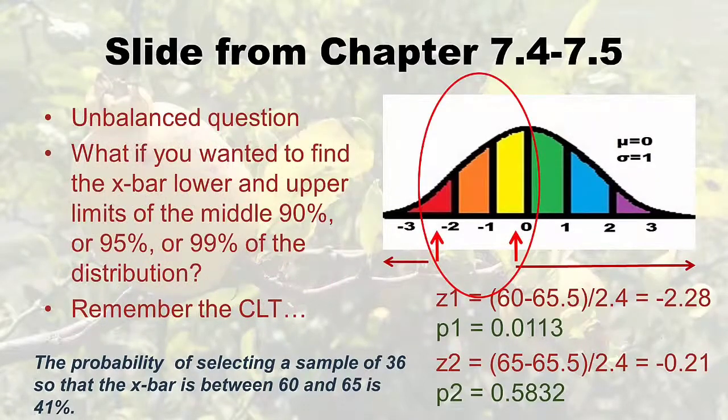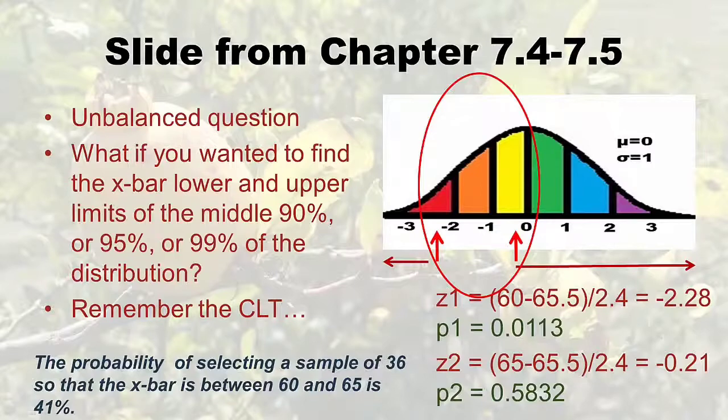But I wanted to point out this is not the perfect example, because what we're going to be doing with confidence intervals is going to be centered around mu, which is a 0. This is lopsided. This is centered somewhere else because this was a different lecture, right? But what we're talking about is, what if you wanted to find the X bar lower and upper limits for the middle 90%, or the middle 95%, or the middle 99%? That's what you would be saying: between this lower limit and this upper limit, I'm 90% confident that the mu is going to be in there. That's what you're trying to do with the confidence intervals.